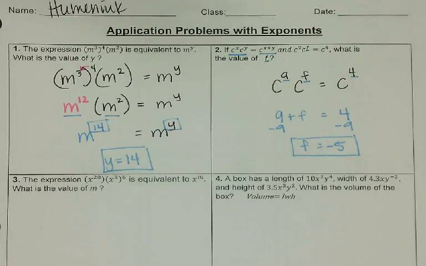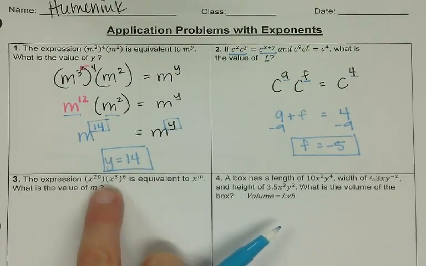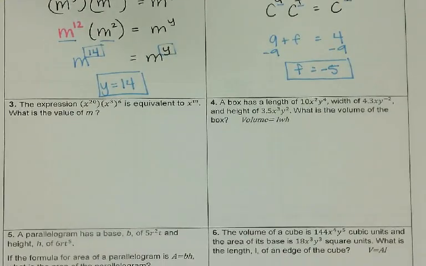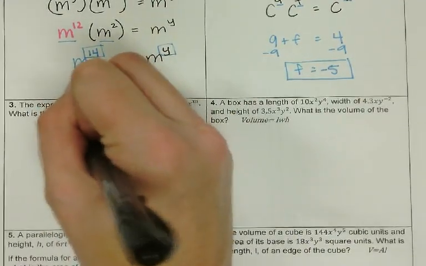Yes, no, maybe so? All right, so I want you guys to try to do number 3. Number 3 is very similar to number 1. I want you guys to go through that on your own right here, and then tell me what the value of m is. Basically, what's the value of your exponent going to be?